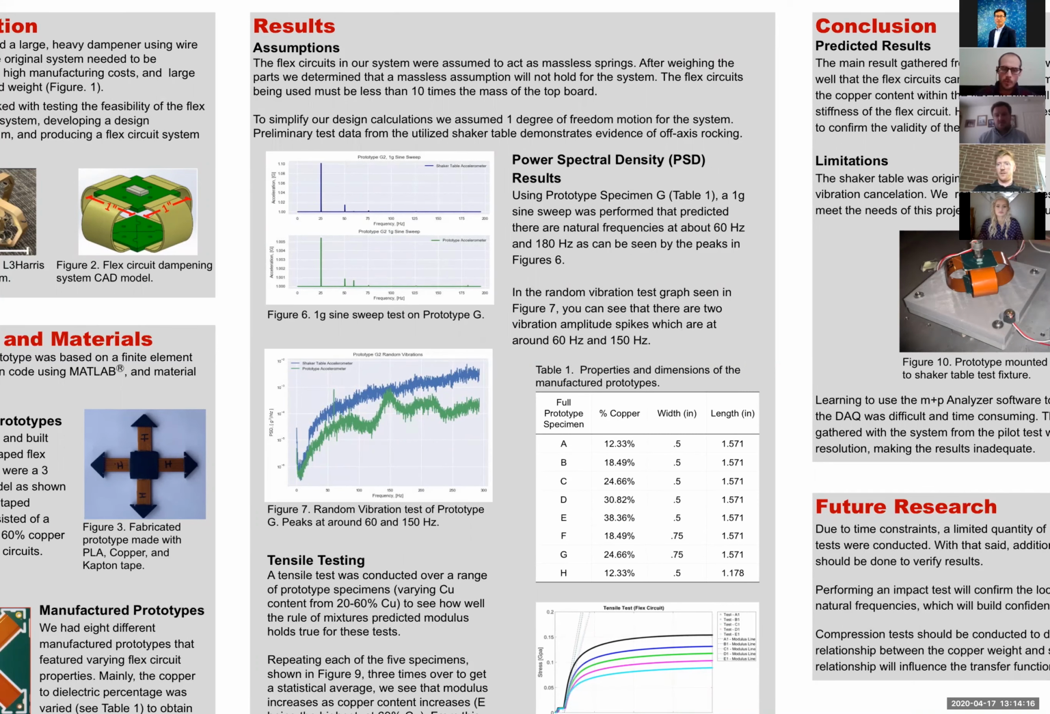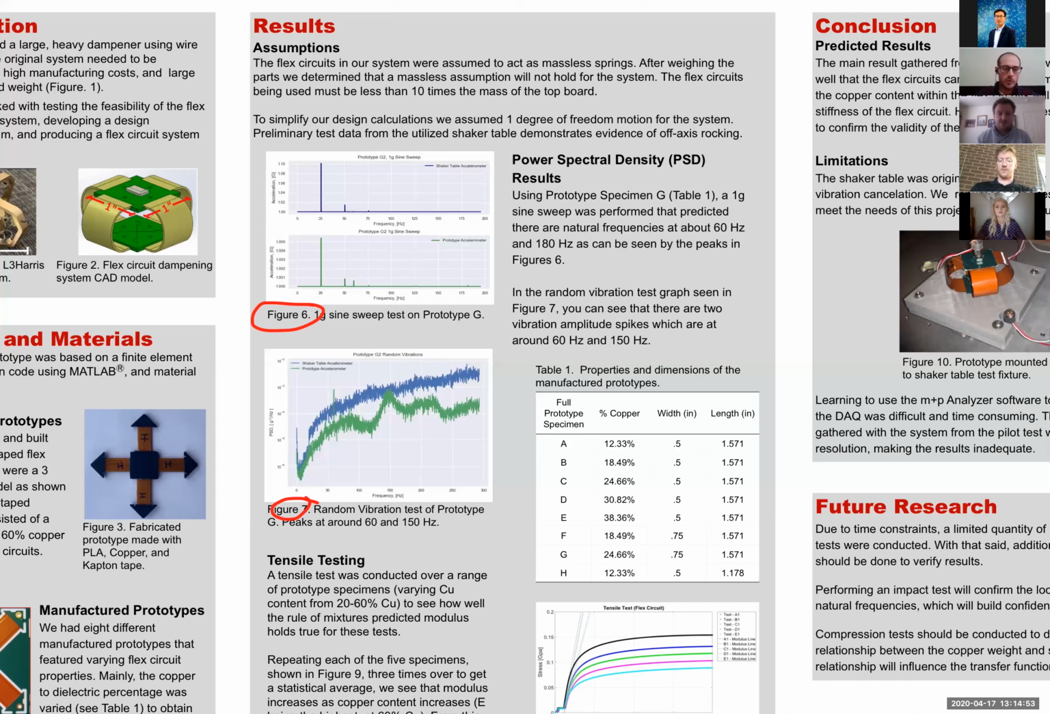And so once we discovered that and were able to figure out how to run the test profile, we only had time to run one of our manufactured prototypes, which was prototype G, and the specification can be seen down in table 1 for that. So once we had that profile, we started running the data, and you can see the main data for it in figure 6 and figure 7. We ended up running 2 different types of tests on it. One was a 1G sine sweep, and the other was a random vibration test.